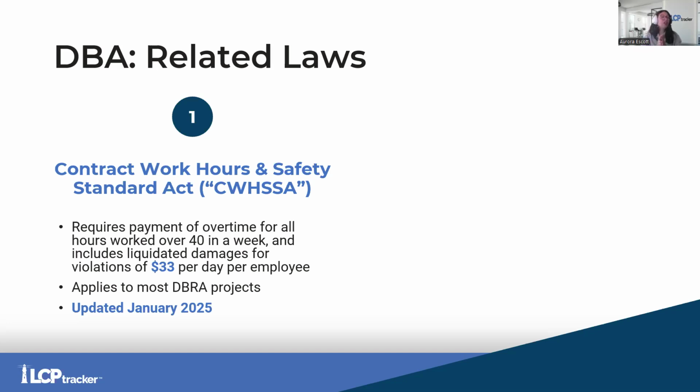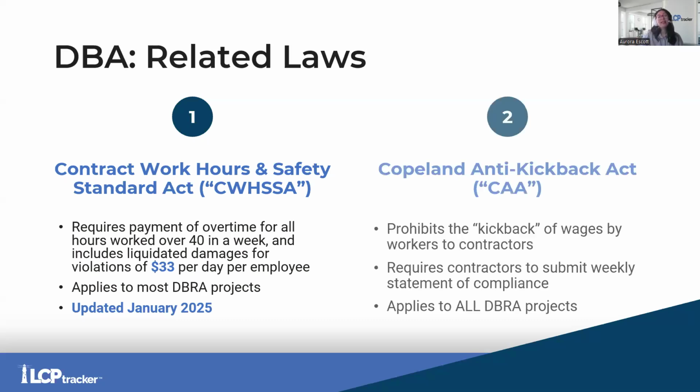Now, if contractors do not pay overtime after 40 hours in a work week, then there's a little bit of violation paid per day per employee. Now, currently that violation is 33 bucks per day per employee. That number was updated back in January of last year. Honestly, I'm really surprised that the violation number has not increased for this year. Usually they do it annually. So keep an eye out in the news. You never know. In addition, QASA applies to most Davis-Bacon projects.